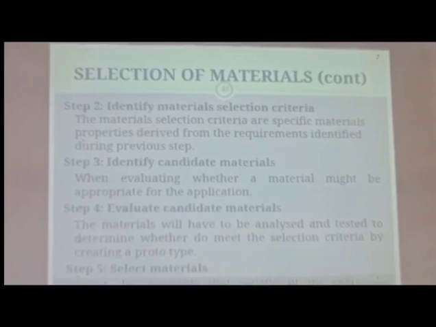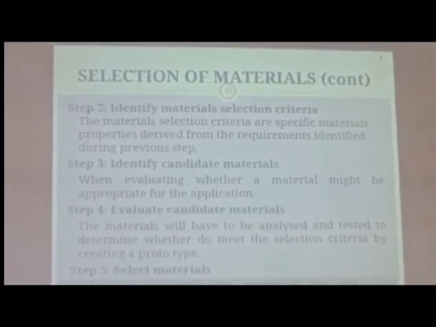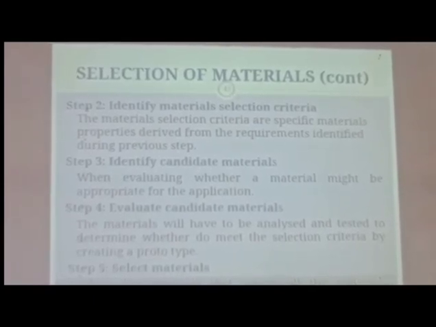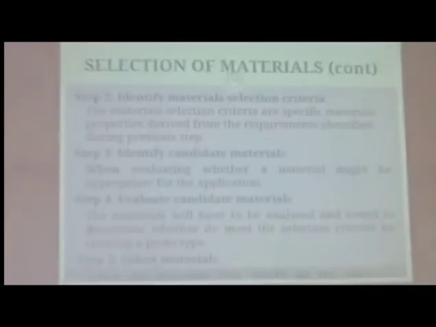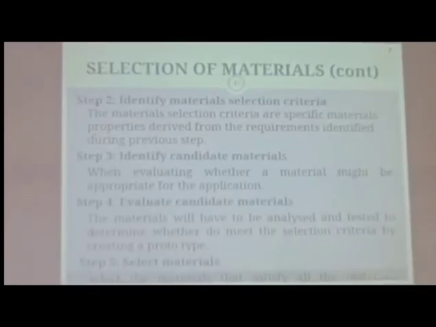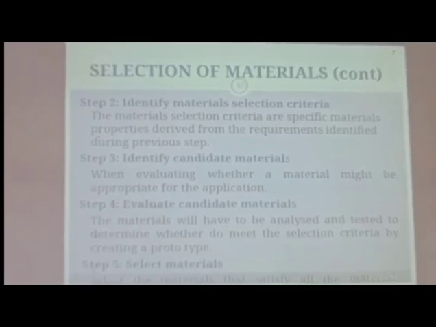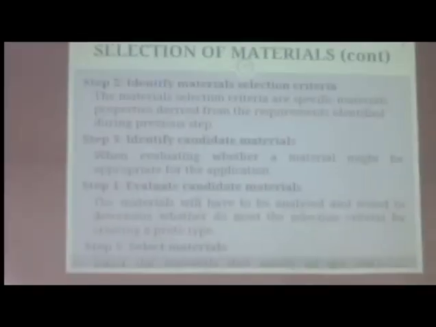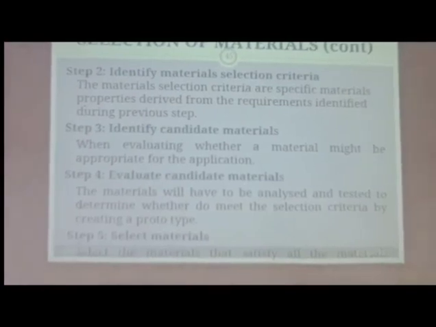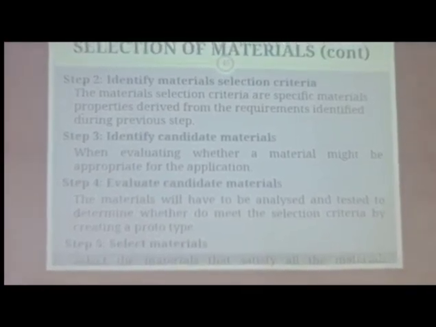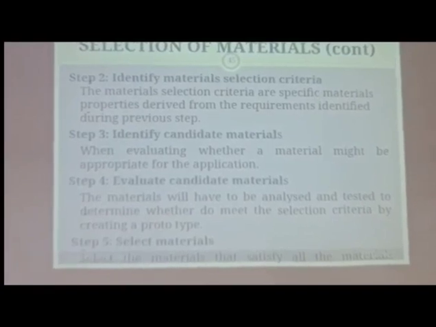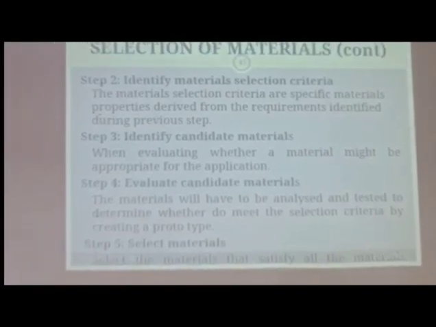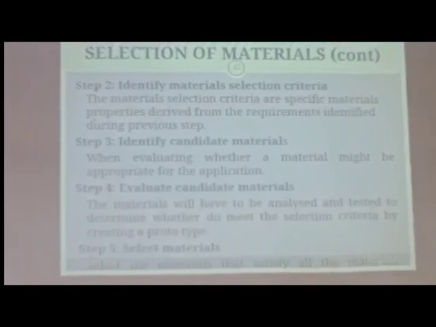Step number 3, identifying candidate material, is derived from the previous step. So based on the properties, we can select the material for the particular application. Evaluate candidate material: from step number 1, step number 2, and step number 3, we concluded that the aluminium alloy is suitable for making the carburetor.